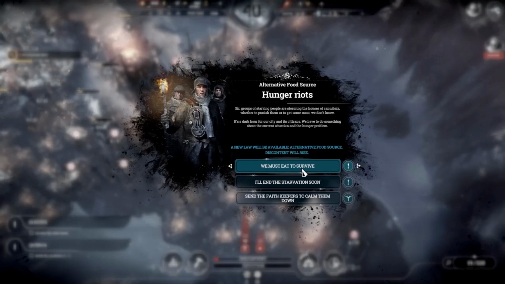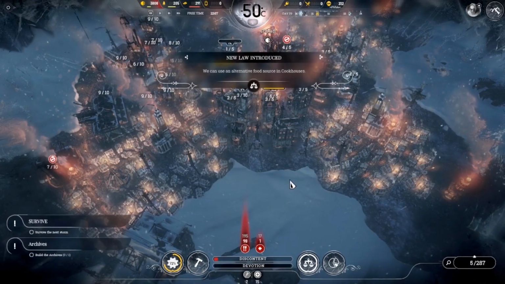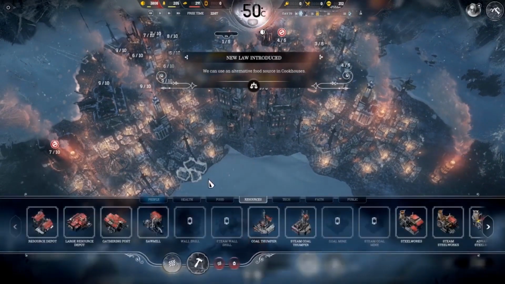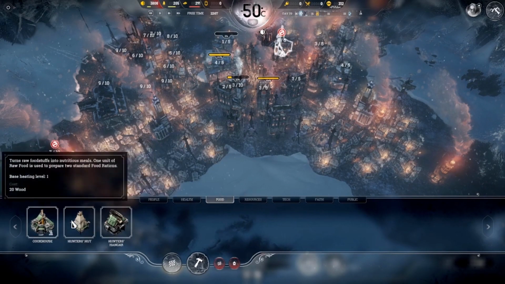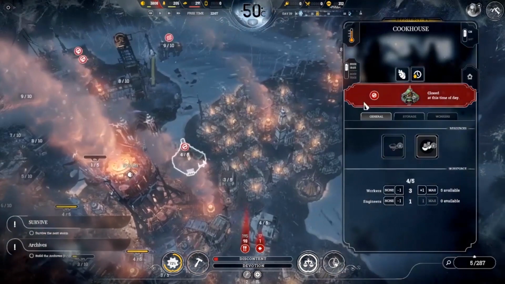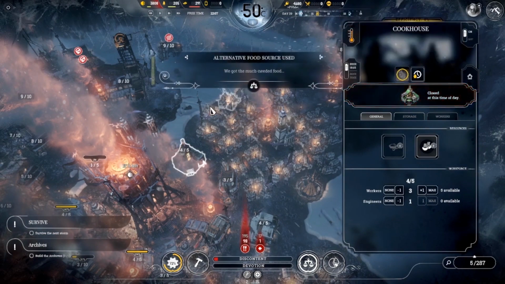Finally, one of the most interesting decisions that are hidden from the main mechanics of the game is the option to sign a law called Alternative Food Source, in which, if things get to a desperate level, citizens will start to eat dead bodies, and, if the player chooses so, instead of punishing them, can sign a law to convert corpses into 15 units of raw food.